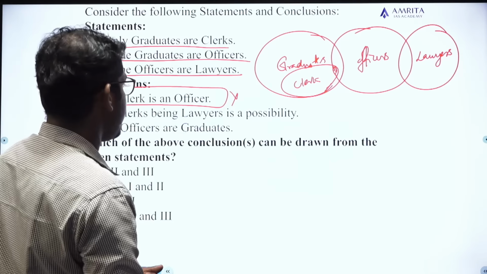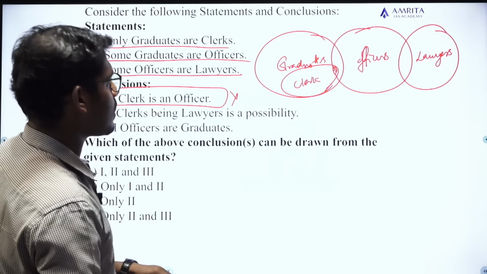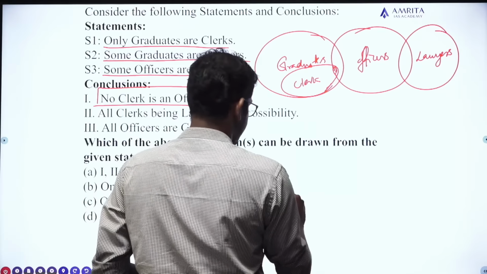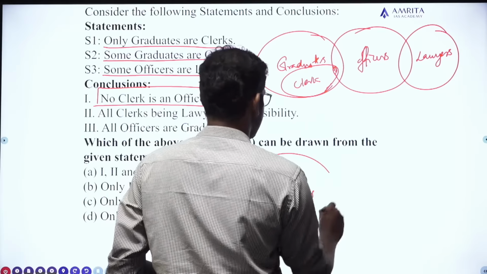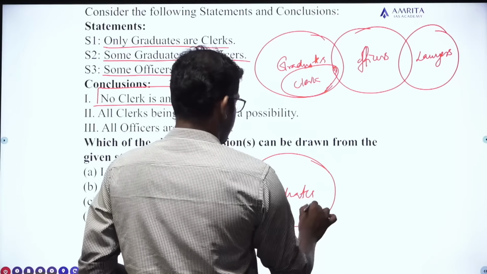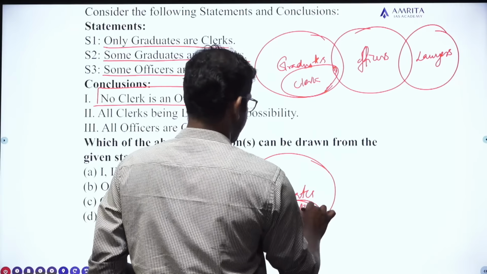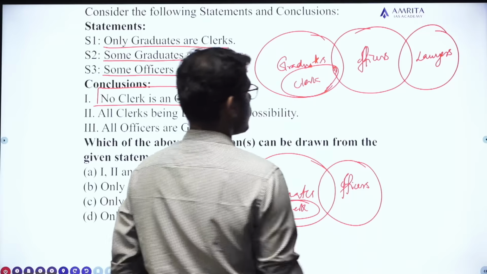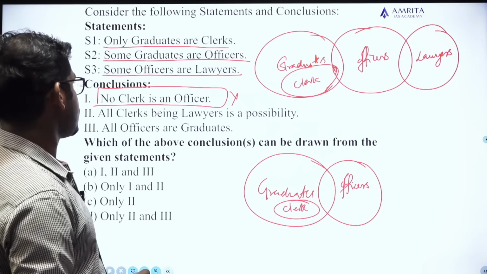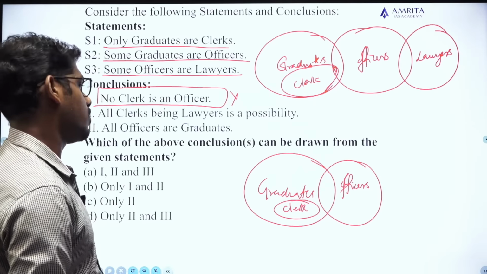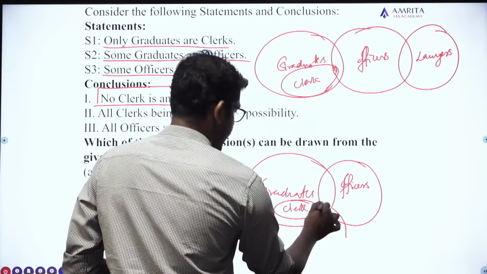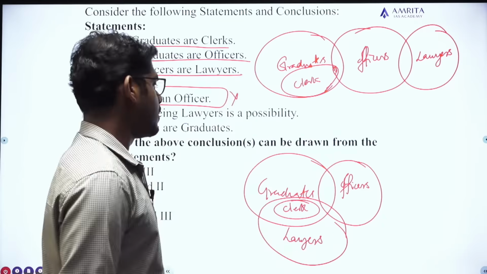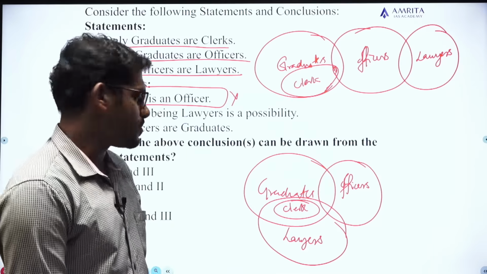Next, all clerks being lawyers is a possibility. All clerks being lawyers. Okay, let me redraw the diagram. Graduates, clerks, some graduates are what? Officers. Some graduates are officers. Some officers are lawyers. Okay. See, I can redraw the diagram like this. Here, some officers are lawyers. It is possible.